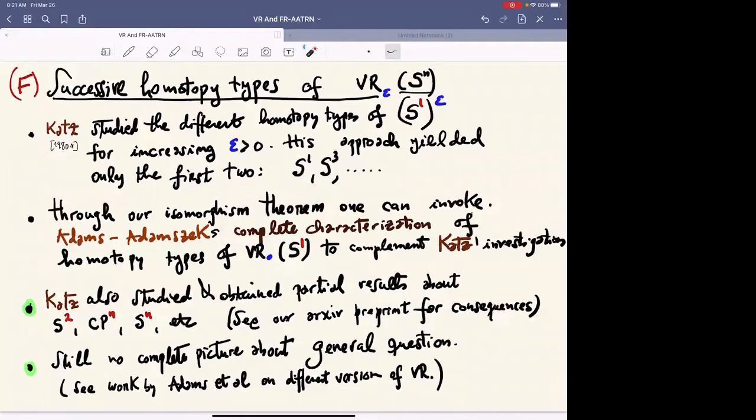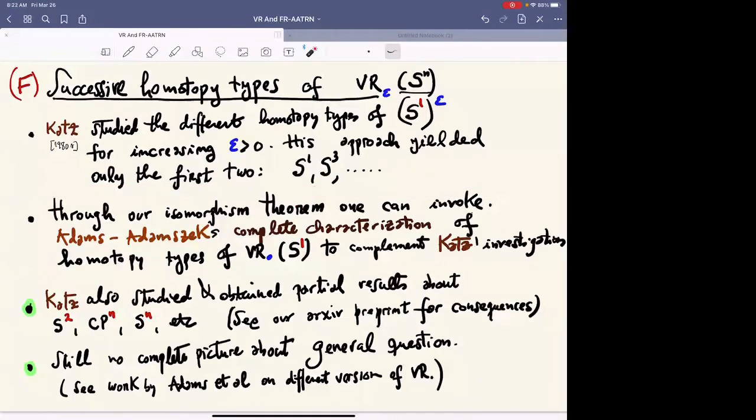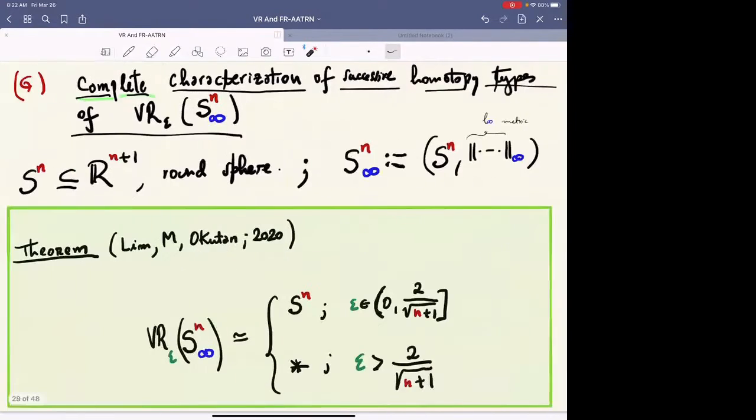And what I wanted to mention is that the bridge given by the Isomorphism Theorem provides a complete answer to some questions that Katz had, namely in the shape of the work of Adams and Adamaszek. All right, so as I mentioned, we still have no complete picture about the general question related to the successive homotopy types of Sn. But that also led us to ask the following question.